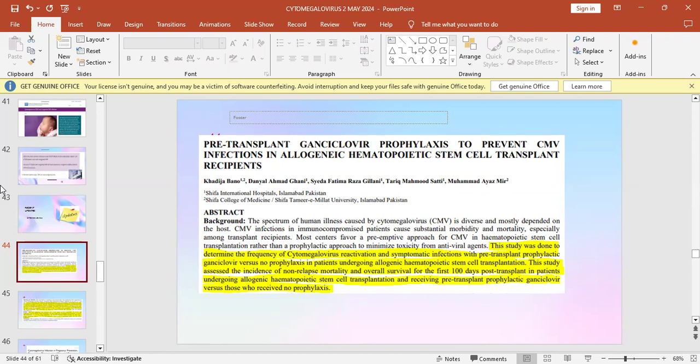The study was done to determine the frequency of cytomegalovirus reactivation and symptomatic infections with pre-transplant prophylaxis versus no prophylaxis in patients undergoing allogeneic hematopoietic stem cell transplantation. This study assessed the incidence of transplant-related mortality and overall survival for the first 100 days post-transplant in patients undergoing allogeneic hematopoietic stem cell transplantation and receiving pre-transplant prophylaxis versus those who received no prophylaxis.